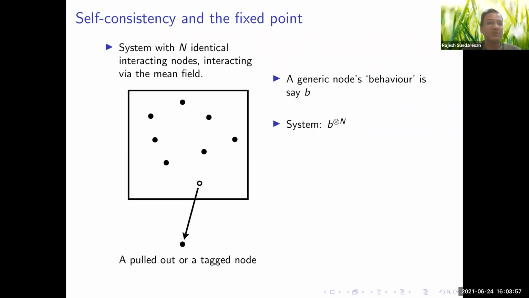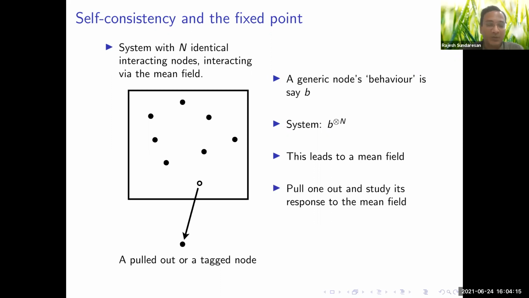So there is a system then with n particles, each of them having this property B, and think of them as possibly probability distributions. They are independent across these particles. This sort of leads to a mean field, and that mean field then governs the dynamics in a certain way. What we do to come up with a shortcut analysis of the system is we pull one out, or we tag one of the particles, and we see how this tagged particle responds to the mean field.